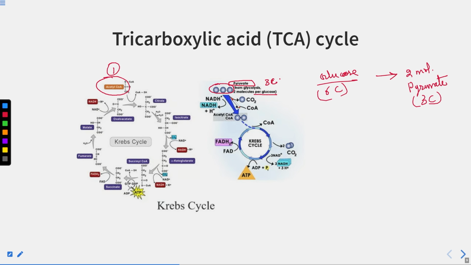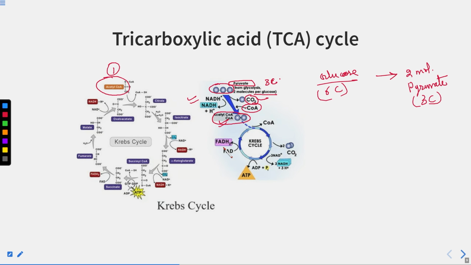Understood? Now, what happened? When this pyruvate enters the mitochondria, a decarboxylation reaction occurs. So this CO2 is released, 1 carbon is lost, and acetyl coenzyme A gets attached to this pyruvate with the expense of NADH, right? And we will have acetyl coenzyme A.